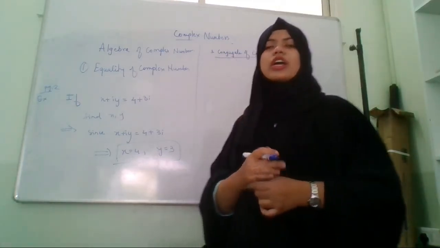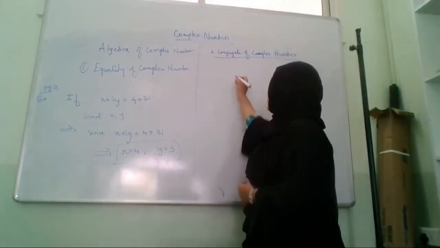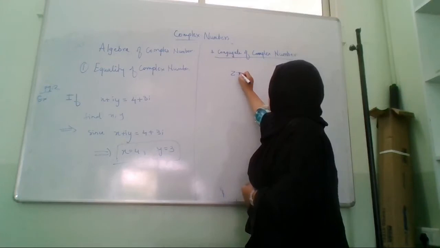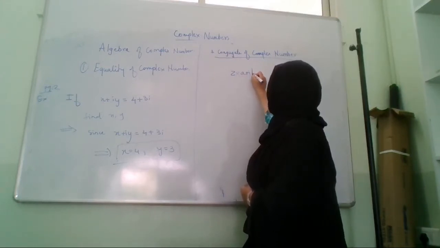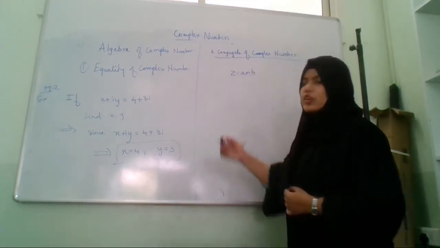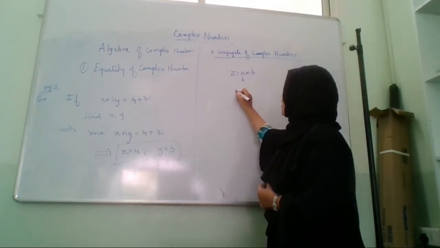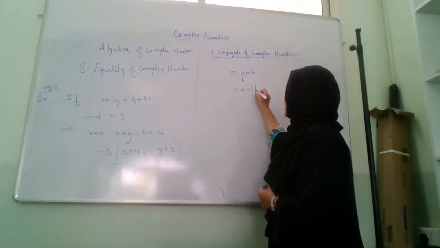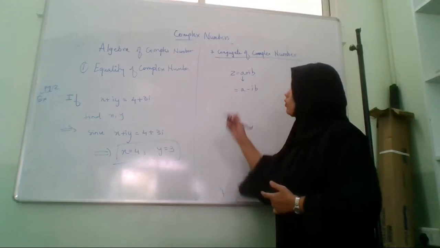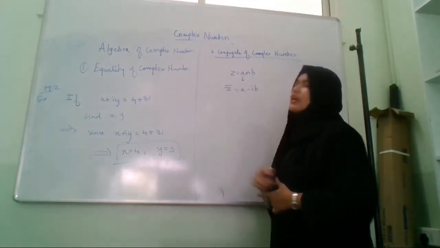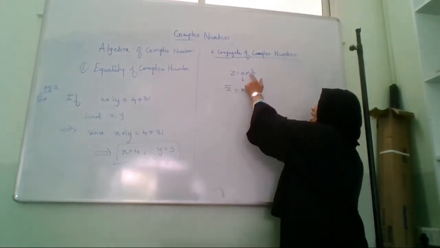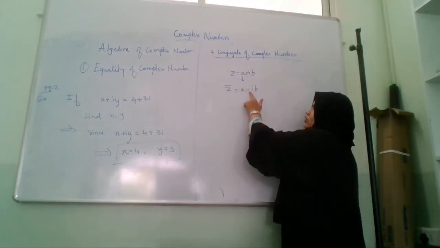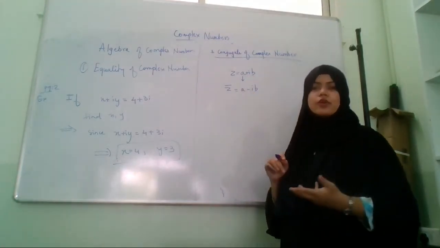So the conjugate of a complex number: suppose you have Z equals a plus ib. Then the conjugate of this complex number will be a minus ib, and it is always denoted by Z bar. You have to just change the sign of this i, plus i to minus i, and it will give you the conjugate.